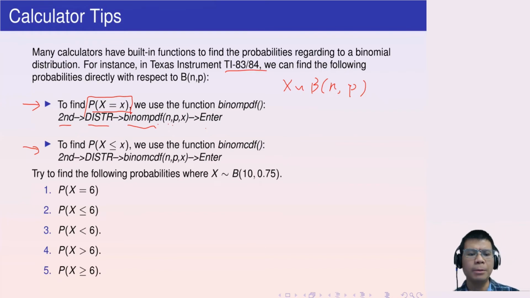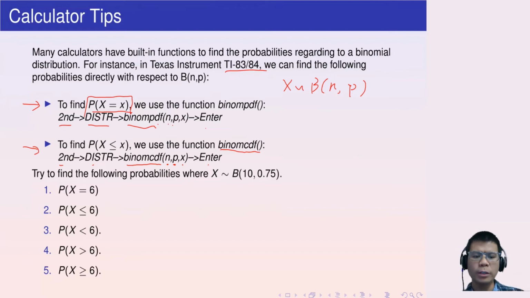Now, the other tab is the probability for X less or equal than x. So for less or equal than x, we use the function binomcdf. Press second, go to DISTR, go to binomcdf. Now enter n, p, and then x, and enter. So now these are the two types of probabilities that can be directly found using the calculator.